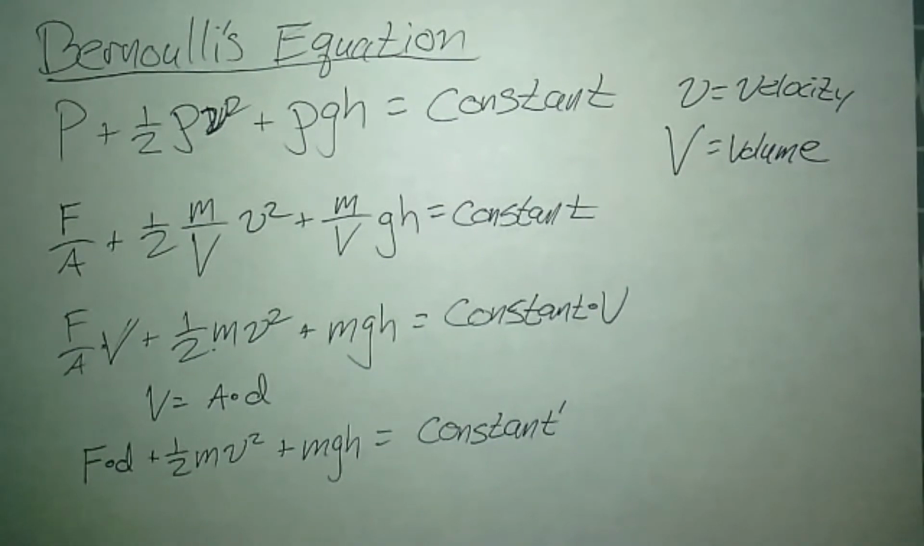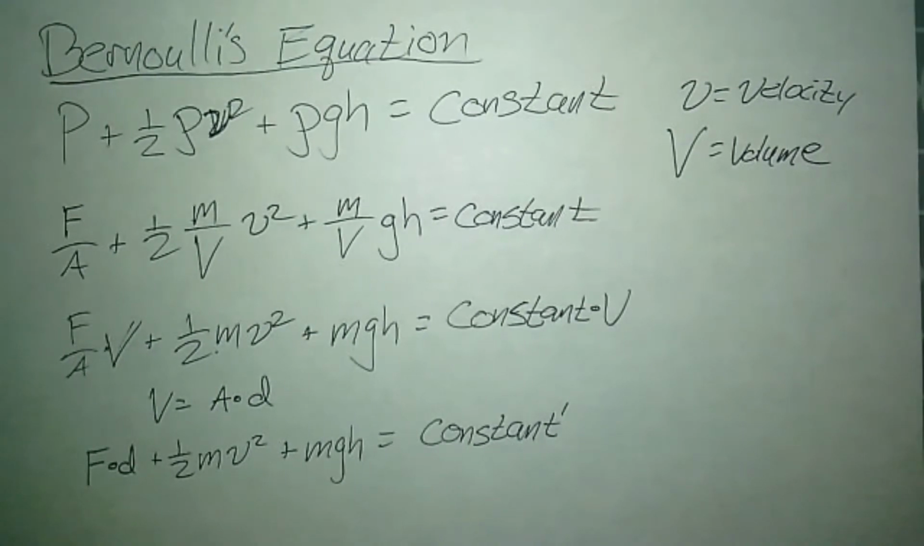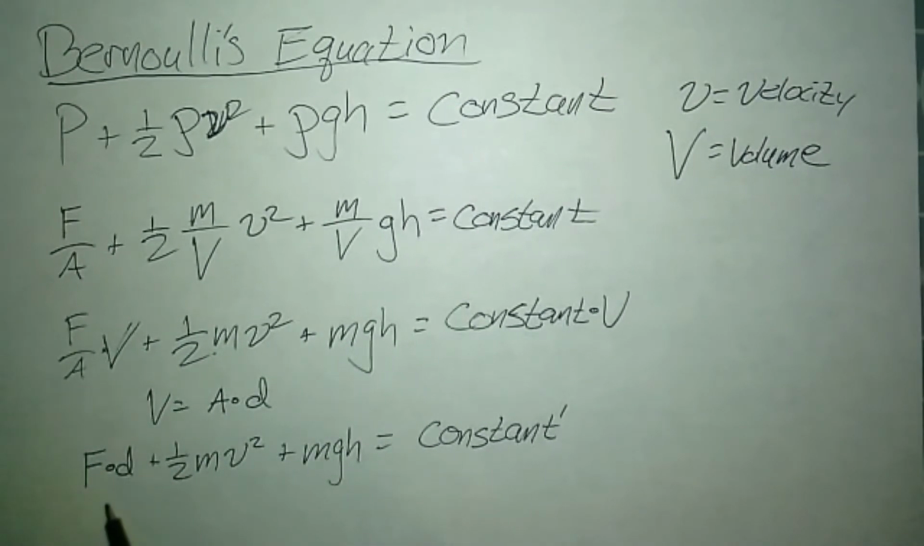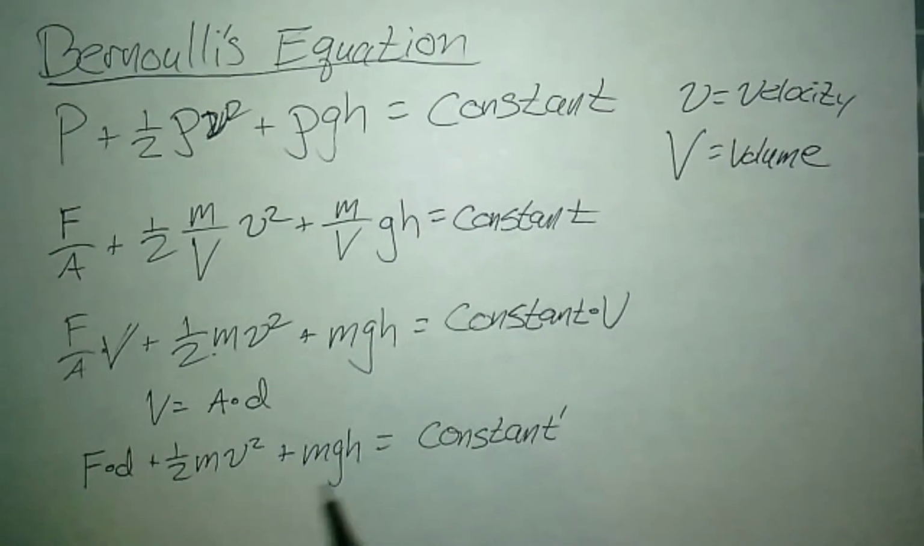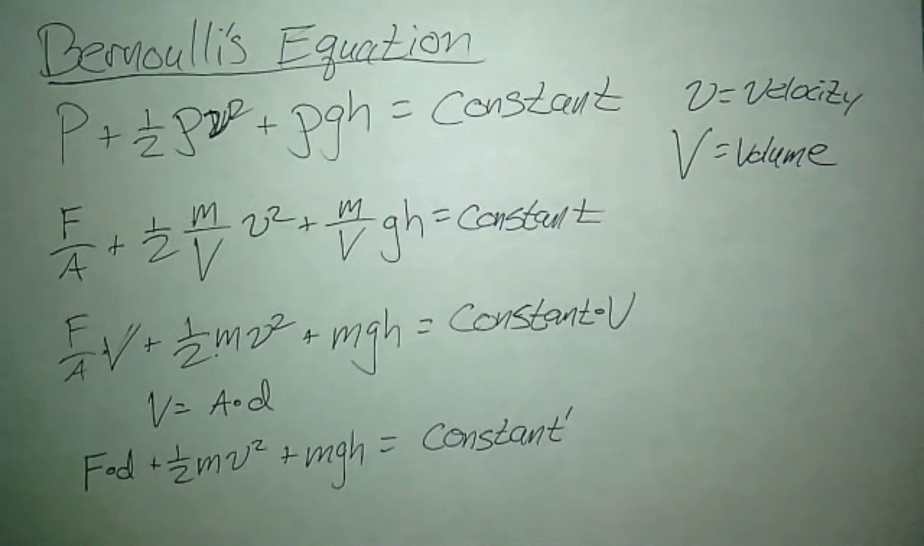So now this first term looks a lot like work, doesn't it? We have a term that looks like work, plus kinetic energy plus potential energy equals a constant. So Bernoulli's equation is really just a statement of conservation of energy, because all this is telling me is that if I add up all of my types of energy, it doesn't change unless there's an outside force. But this is for one continuous thing.